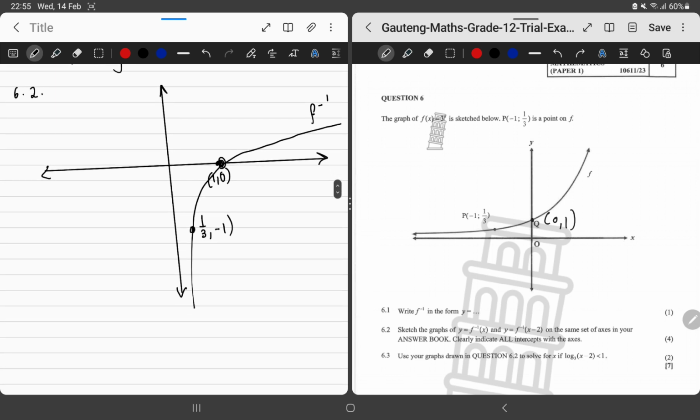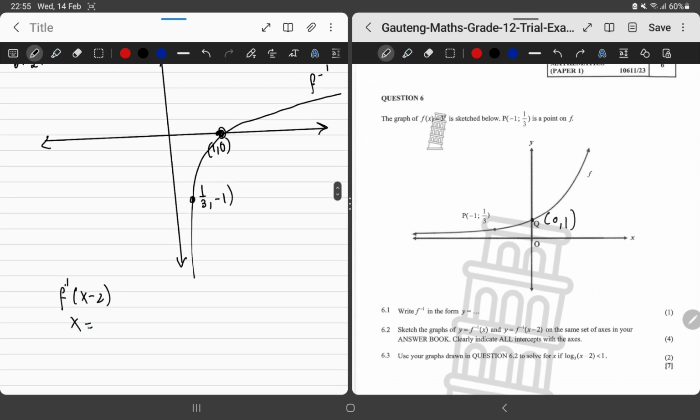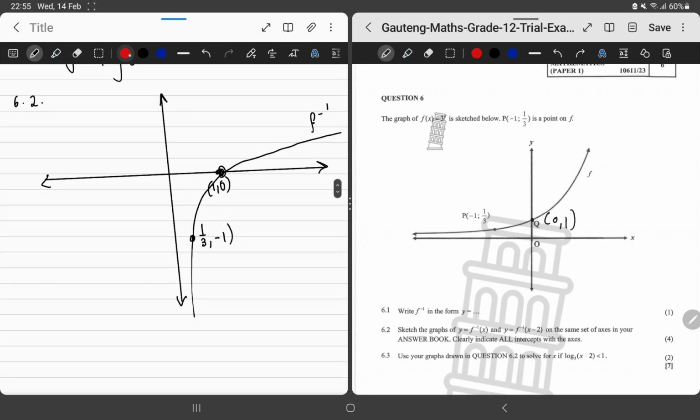And then now they have that x minus 2. So you'll say x minus 2 should be equal to 0. So x is equal to 2. So we need to shift this graph that we have right now 2 units to the right. This is us shifting that graph. So that point will be (3; 0).